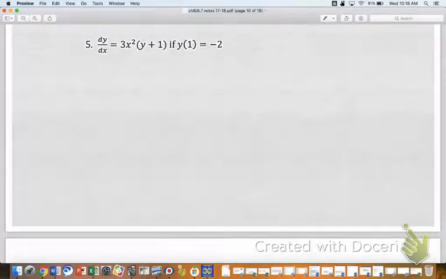So the instructions on these are all the same. Find the particular solution. You know the first step is always to separate the variables. What do you think that would look like if we did that here? dy over y plus 1 is equal to 3x squared dx. Okay. Take a minute, look at what Anna has said, or what I've written because of what Anna has said. I think she's right on this one.